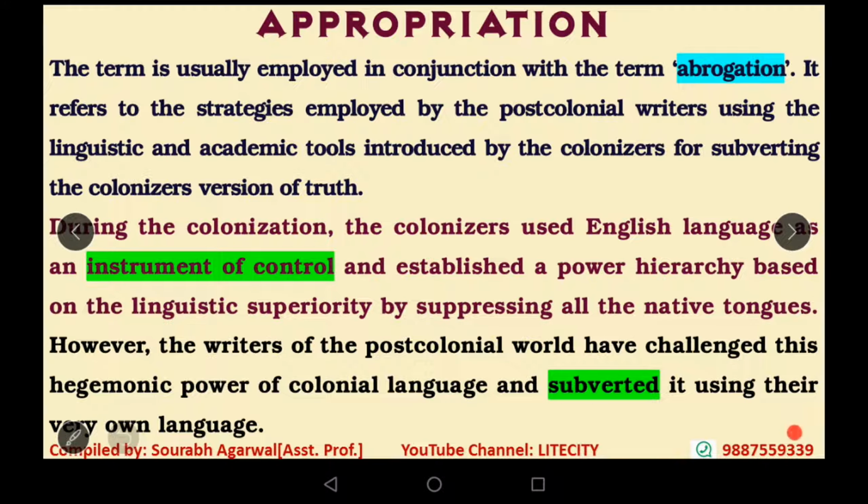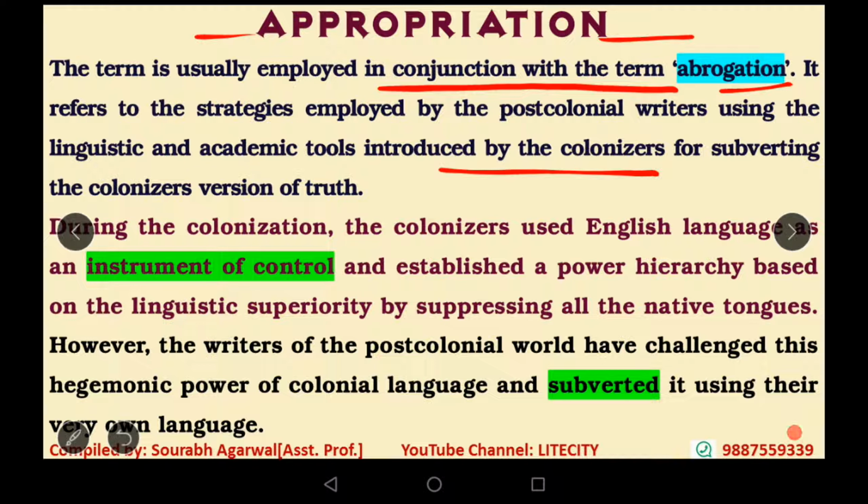Okay, coming to our next term, which is quite related with abrogation, is appropriation. Now, this term is, as I have already mentioned, usually employed in conjunction with the term abrogation. In fact, abrogation and appropriation always go hand in hand. It refers to the strategies employed by post-colonial writers using the linguistic and academic tools introduced by the colonizers for subverting the colonizers' version of the truth.